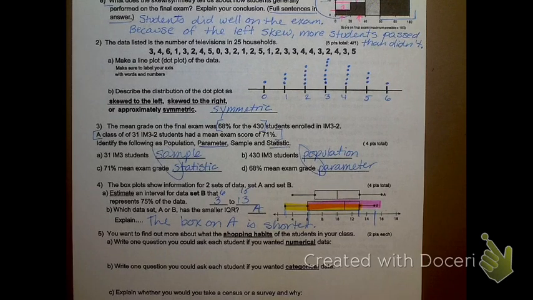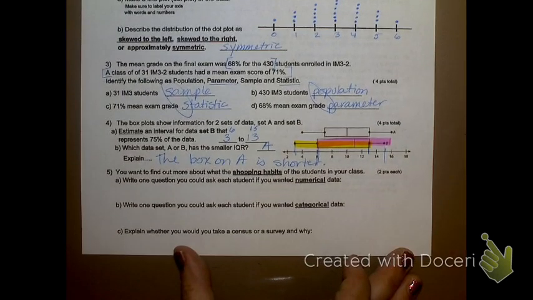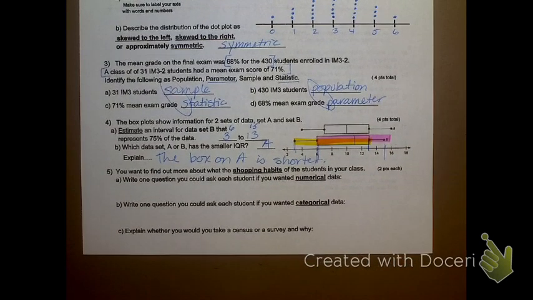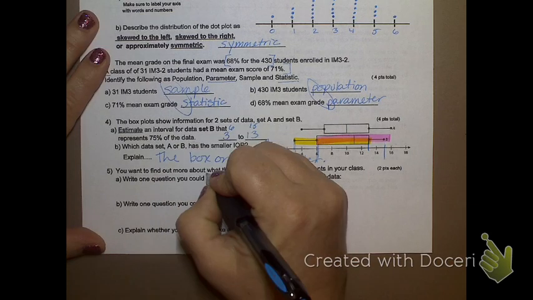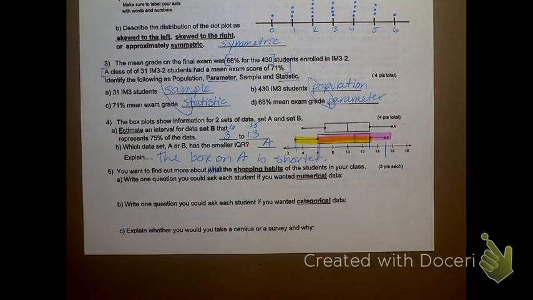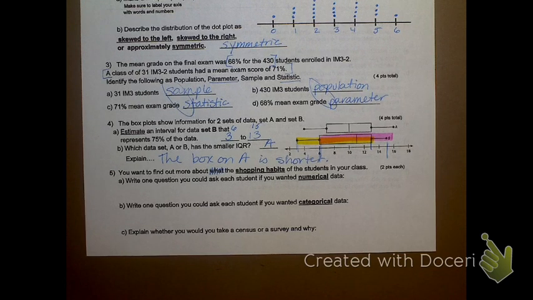All right. You want to find out more about what the shopping habits... That's a really terrible sentence. You want to find out more about the shopping habits of the students in your class. Is that better? I either needed to cross out what or put R at the end.